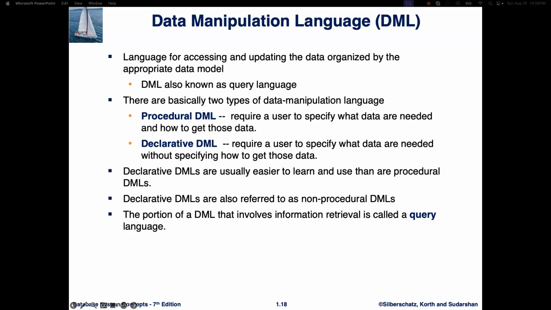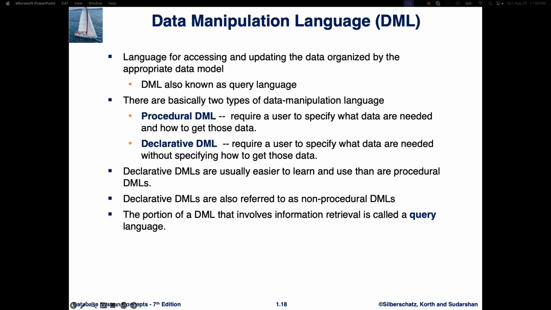Data manipulation language, or DML, is crucial for interacting with the data stored in a database. It allows us to access and update data organized according to the chosen data model. DML, also known as query language, is used to perform operations like retrieval, insertion, deletion, and modification of the data in the database. There are two main types of DML: procedural DML and declarative DML. Procedural DML requires users to specify what data they need and how to get it. This approach involves detailed steps for retrieving data.